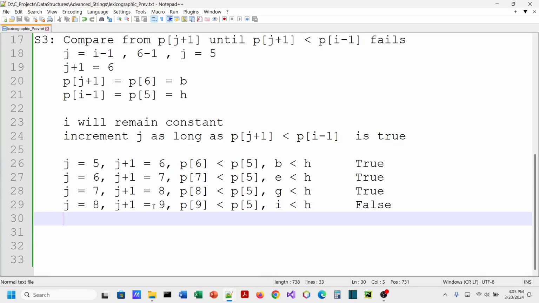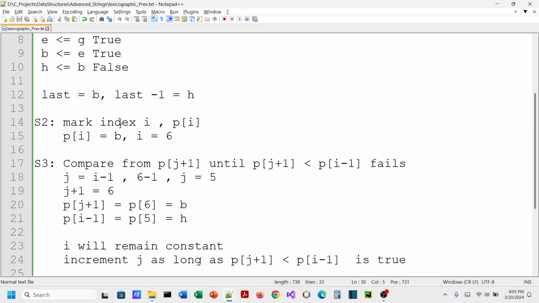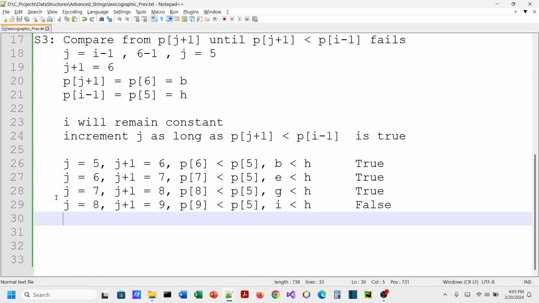We will continue where we stopped in the previous video. So we did steps 1, 2 and 3, and now at the end of step 3, essentially we came to this conclusion: when j is equal to 8, that means j plus 1 is 9. This particular condition, that means p of 9 is not less than p of 5, has failed, and i is not less than h. So that's where we stop.